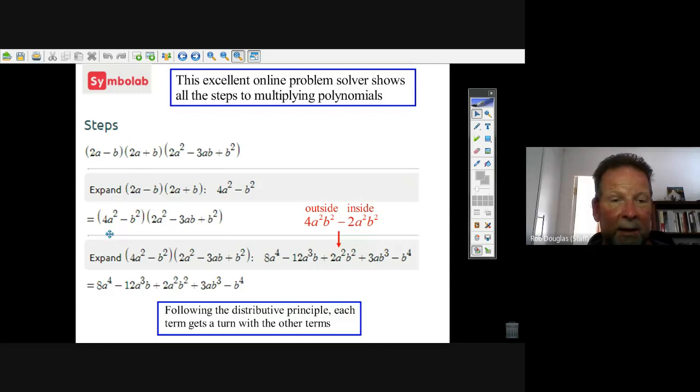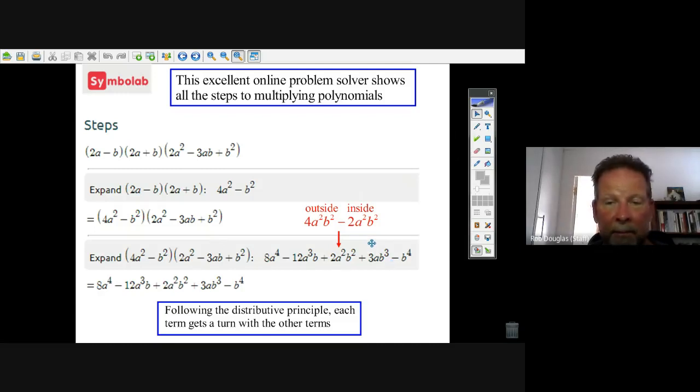So let's just take a look at it. 4a² times 2a², there's your 8a⁴. Then 4a² times -3ab, that's -12a³b. 4a² times b², well, that gives you 4a²b². That's the outside one. The inside is -2a²b². When you put those together, that's how they came up with 2a²b².